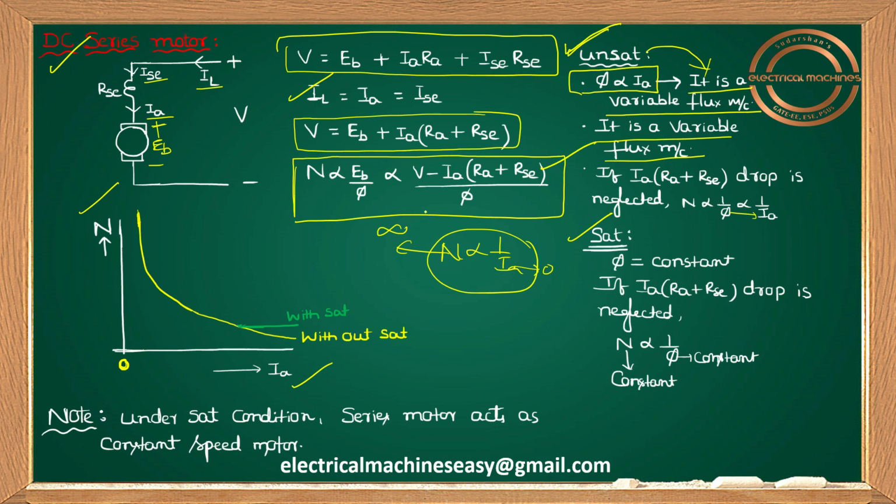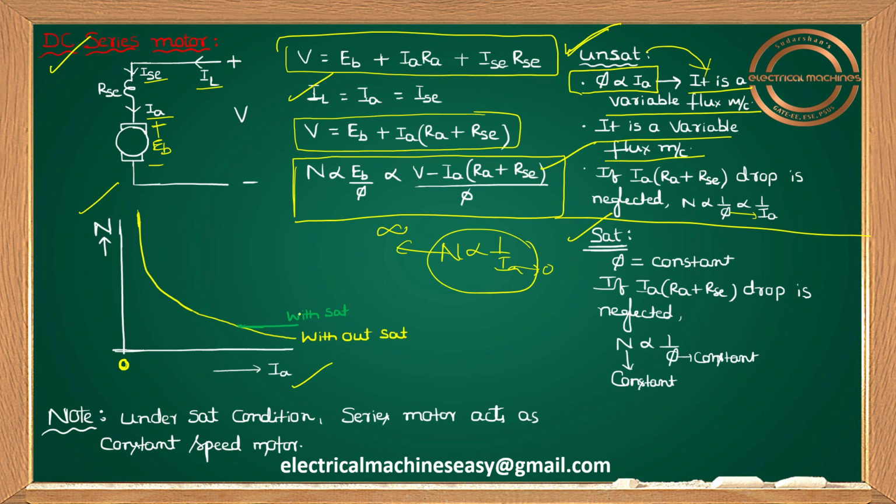As IA increases, N value reduces in this manner. If I don't take saturation into account, yes, you are going to have a rectangular hyperbola. Okay guys, this is for without saturation, or I can say in the unsaturated region. Now let me discuss saturation.